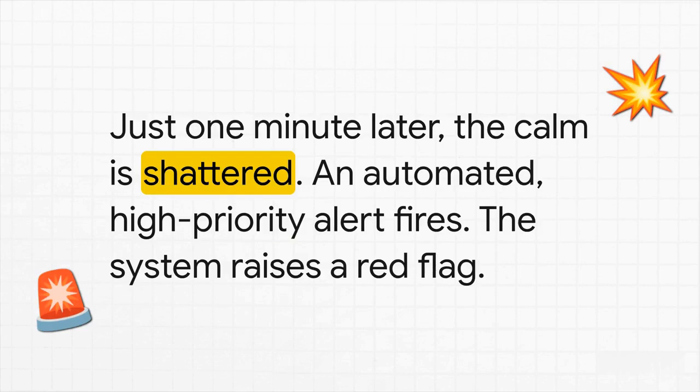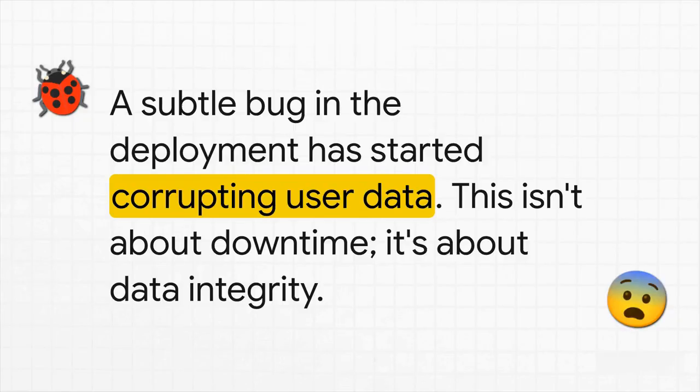An automated PagerDuty screaming, high priority alert goes off. And this isn't your garden variety server is down notification. No, this is something way, way worse. The system itself is screaming that something is terribly wrong. And there it is, the one message that sends a chill down any engineer's spine. Some subtle, nasty little bug in that perfect deployment has started to, well, shred user data. This just went from a downtime problem to a data integrity crisis. We're talking about customer trust here, something you spend years building and, as you know, can lose in a matter of seconds.